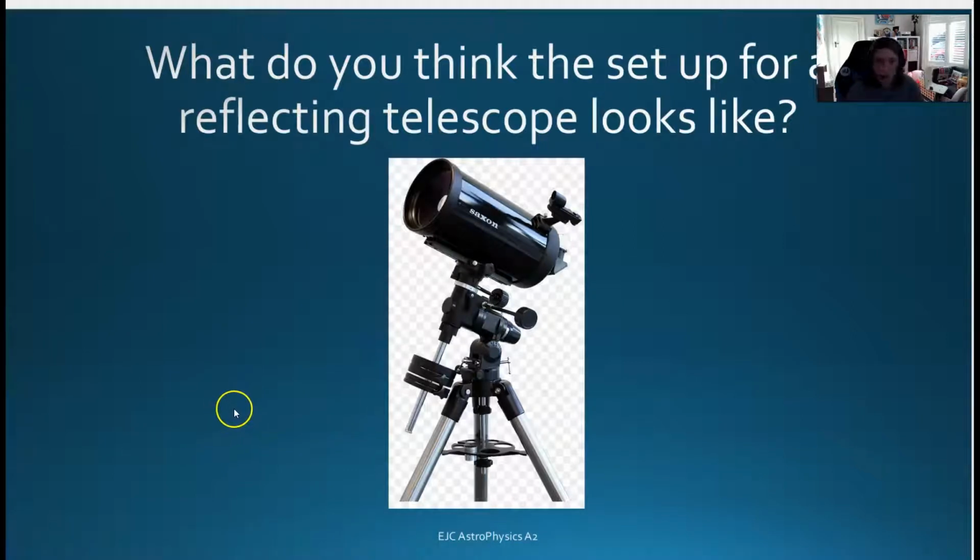So last lesson you drew for me the Cassegrain arrangement for reflecting telescopes. I'd like you to see if you can still remember how to do that for me. So can you quickly draw it for me? Pause the video, have a go.